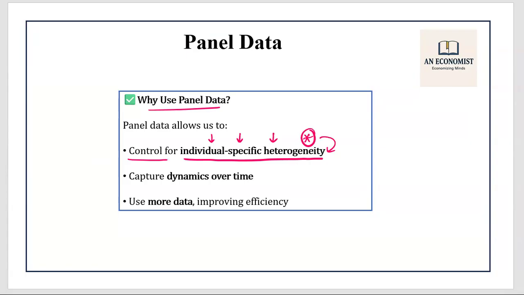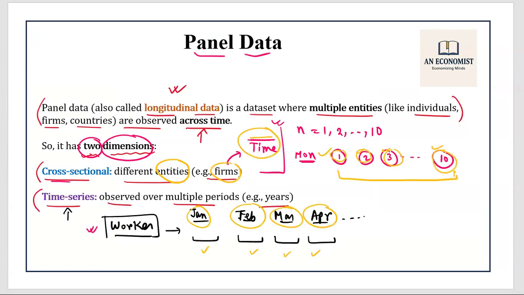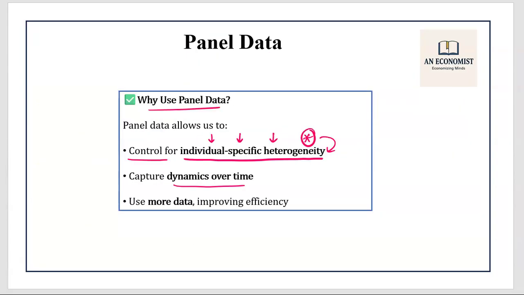The second thing is that it can capture the dynamics over time. It is very obvious. Dynamics means something which is varying over time. Here we have seen that different entities are varying across multiple periods, so you have sufficient data to find out the dynamics of the entities over time.